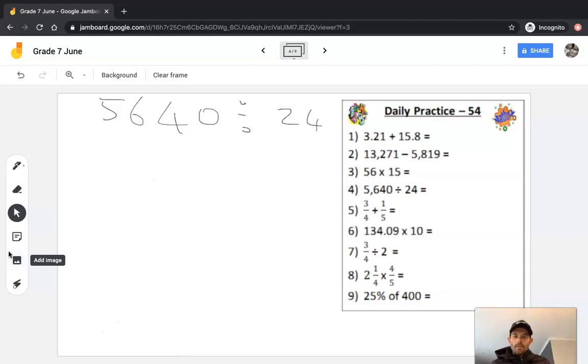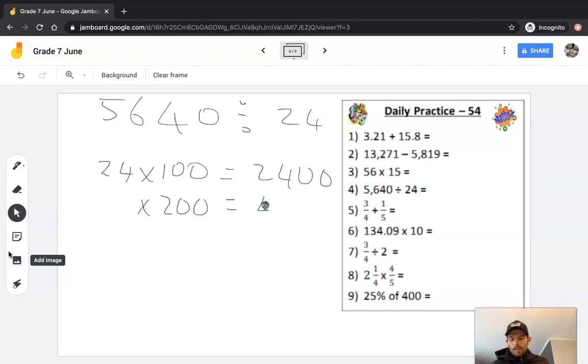And I like to do long division using multiplication. So first I'm going to go 24 multiplied by 100, and that equals 2,400. Okay, I'm also going to say multiplied by 200, and that's going to be 4,800. So I haven't really done anything too complicated. If I have a look at 5,640 and 4,800, I can see that I'm only 840 away.